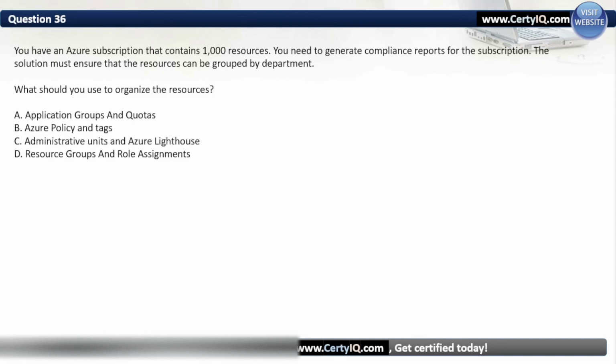Question 36. You have an Azure subscription that contains 1000 resources. You need to generate compliance reports for the subscription. The solution must ensure that the resources can be grouped by department. What should you use to organize the resources? The correct option is B. Azure Policy and Tags.